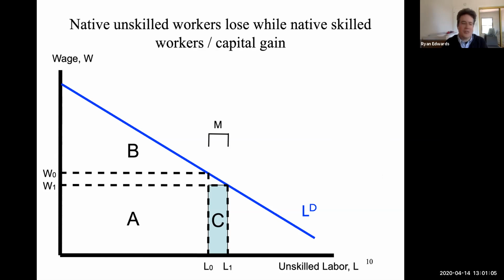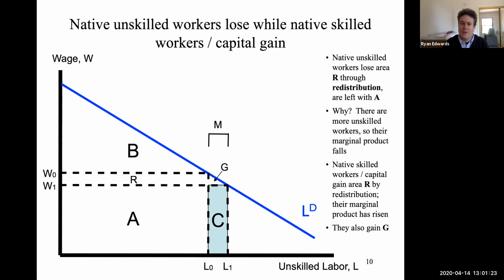So let's think about what has happened to GDP then when this occurs. So we've got losses then by native unskilled workers and gains for native skilled workers and capital. There's some redistribution here. That's part of maybe the problem. I mean, is this really understood well by the political forces within a country that this is basically a redistribution? I'm not sure that that's obvious.